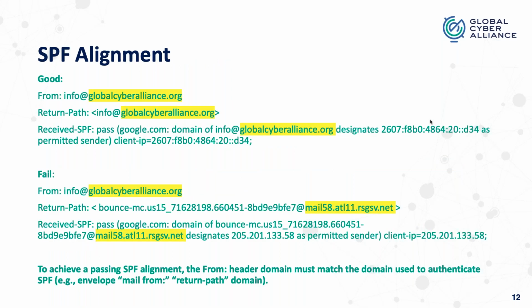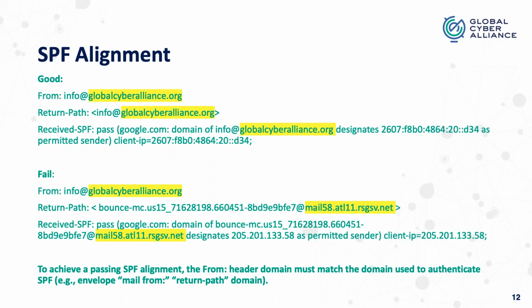Here's an example of good SPF alignment. In order to pass DMARC, you need to make sure that the from address, what is visible, info@globalcyberalliance.org, is the same domain as the return path at Global Cyber. If these two match, then DMARC considers this SPF aligned, so it would consider it a pass.